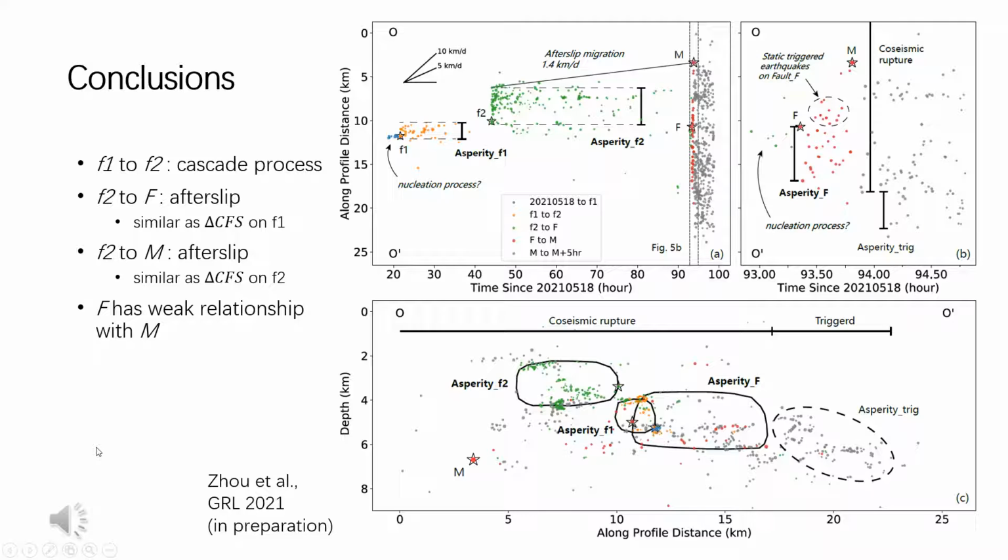Based on the Coulomb stress modeling, we reach the following conclusions. First, F1 triggers F2 by a cascade process. Second, both the largest foreshock and the main shock are triggered by the afterslip of F2, because the afterslip occurs on 2 sides of the rupture area, and thus mimics the way of F1 and F2 in terms of Coulomb stress change. Finally, we conclude that the largest foreshock has a weak relation with the main shock, because neither co-seismic rupture nor its afterslip can explain the triggering.